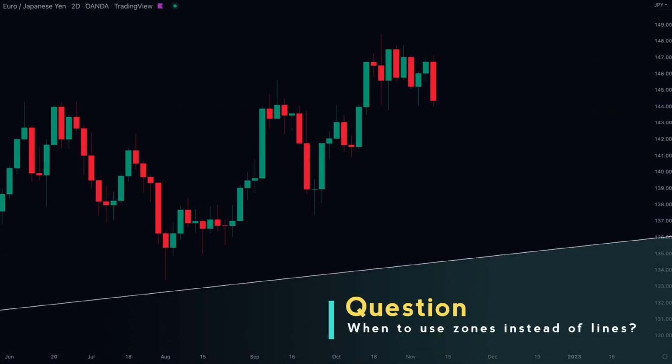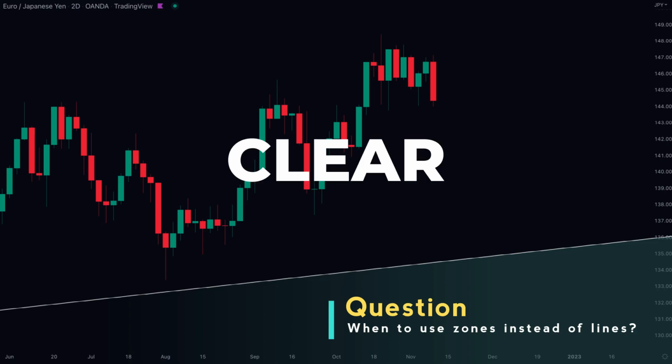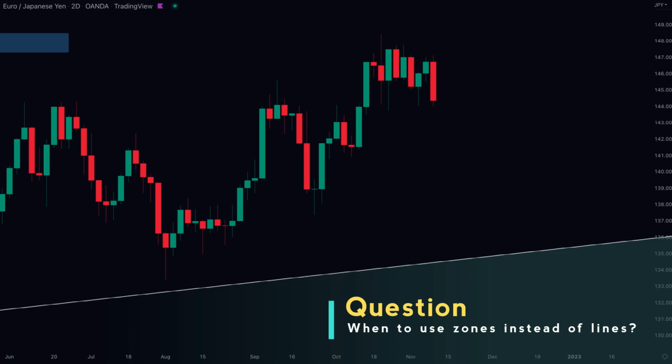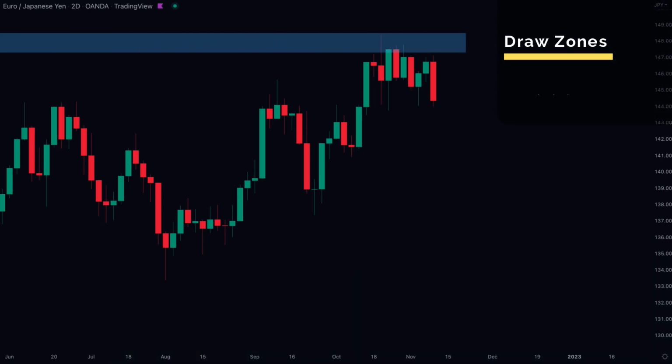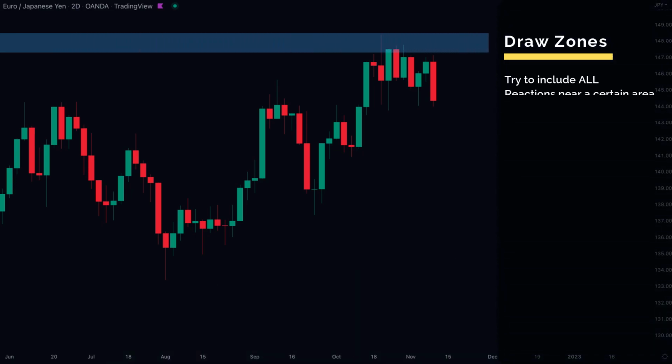A question that I get asked frequently is, when to draw zones instead of lines? I would say it is really a matter of preference. For example, I myself prefer to work with lines because I want my chart to be clear. Let's now redraw the levels, but using zones this time. When drawing zones, you try to include all reactions near a certain area. As you see here, I try to include the highest closing price and also the highest wick near that level.